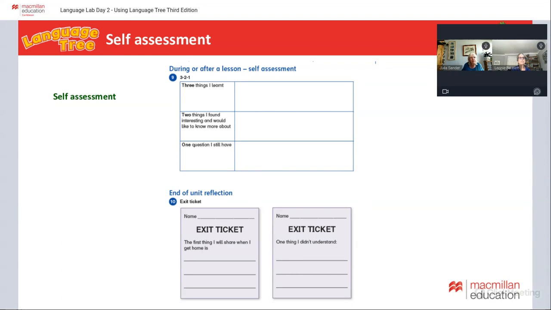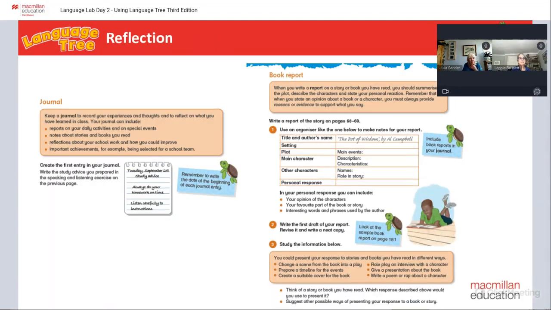Yes, I think we might have looked at these already, but these are a way of assessing at the end of a lesson or the end of a unit. Three things I learnt, two things I found interesting, would like to know more about, and one question I still have. And there's one at the bottom called an exit ticket, which has the name at the top. The first thing I will share when I get home is, and the next one is one thing I didn't understand. So it's asking the students to monitor their own progress and to be moving towards taking responsibility for their own learning. Can we have the next slide, please?